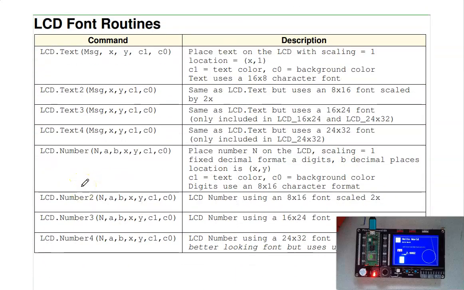I can also draw to the screen in a couple different fonts. LCD text writes to the screen. Text 2 is the double scaling, bigger fonts. Text 3 is a prettier font, 16 by 24. LCD text 4 is the prettiest font, 24 by 32, but uses up gobs of memory. And likewise, I can put numbers on the screen using the various fonts.